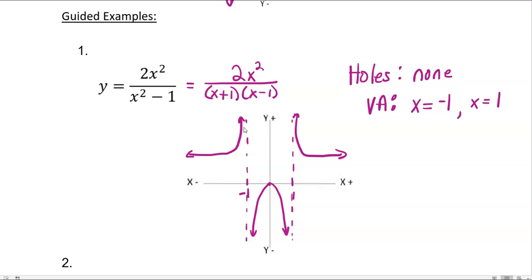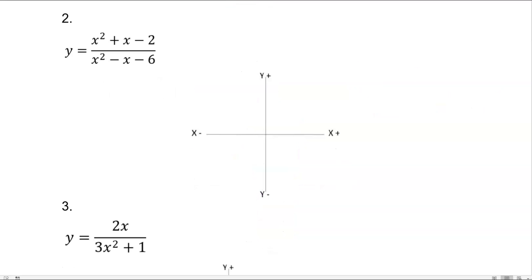So something like this is a good sketch, and you're showing me you know where the vertical asymptotes are. Okay, as we look at number 2, the first thing that we want to do is to factor. And since this is a trinomial, on the top I'm going to be trying to find what multiplies to get negative 2 and what adds to get 1.